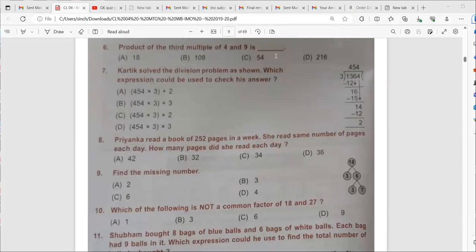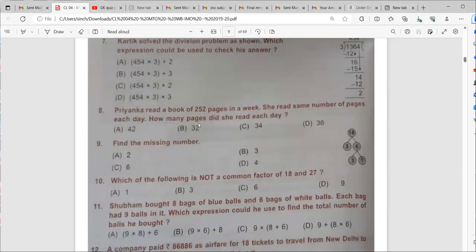Okay, Udit, solve from number 7 and send me the answer very quickly. Ma'am, can you scroll down? Okay. Number 7: Kartik solved a different problem. Which expression could be used to check his answer?